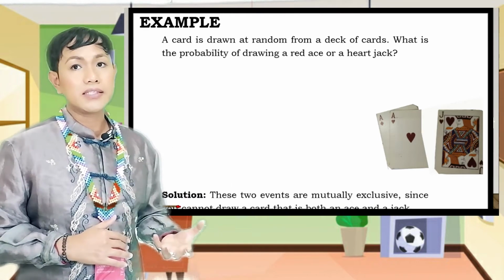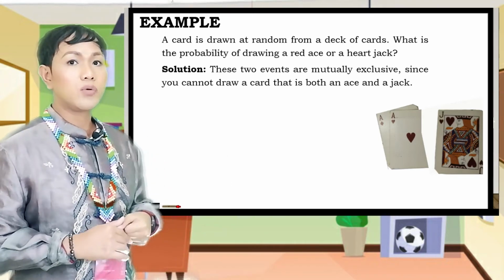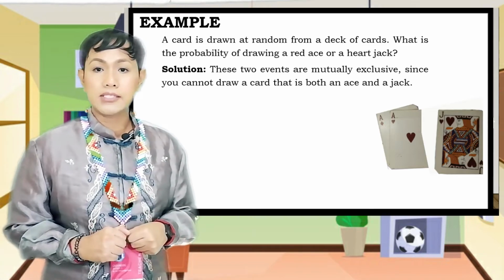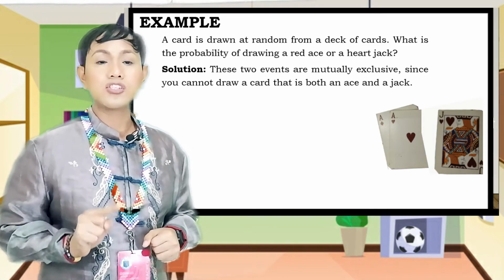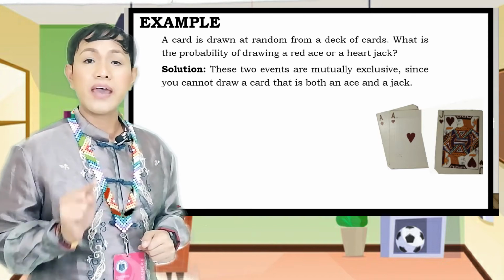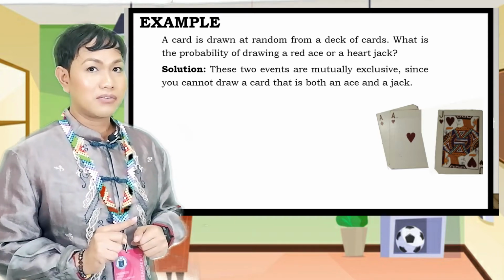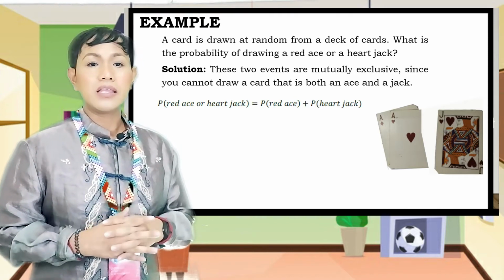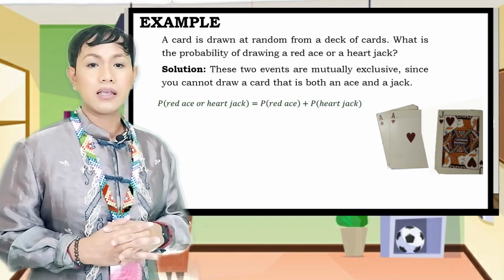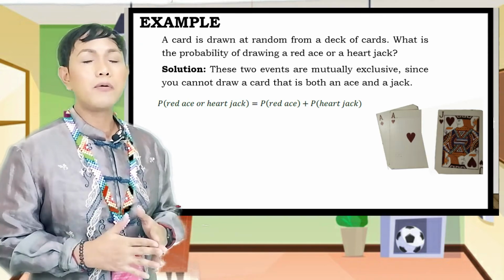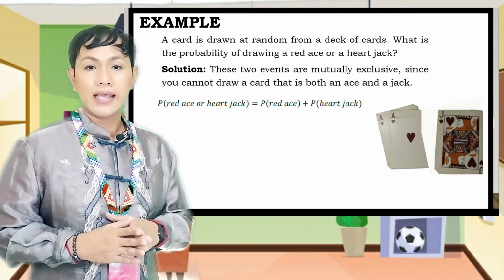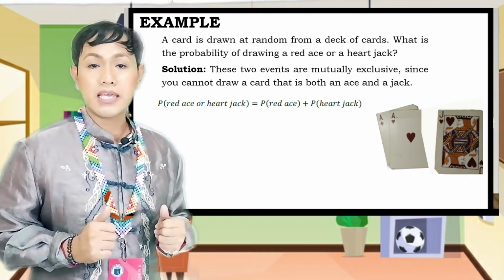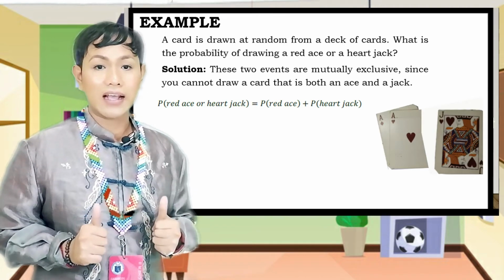These two events are said to be mutually exclusive. Why so? Since you cannot draw a card that is both an ace and a jack, right? So, the probability of getting a red ace or heart jack is equal to the probability of getting a red ace plus the probability of getting a heart jack.